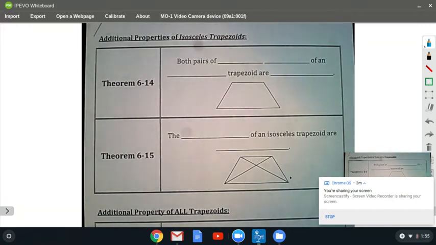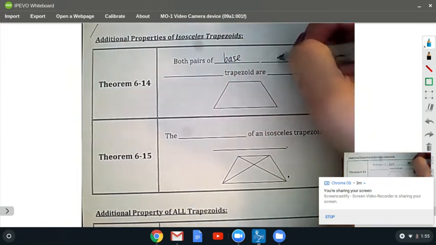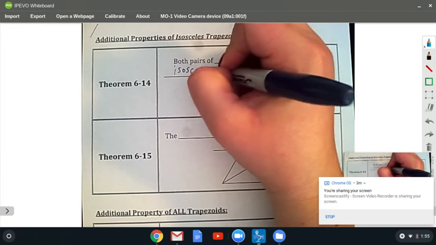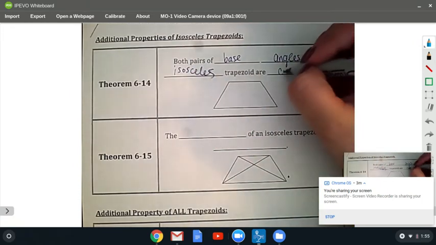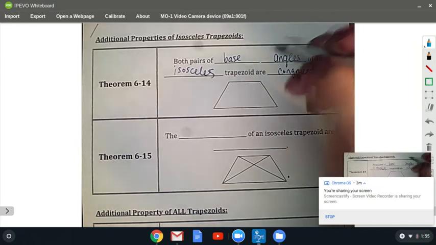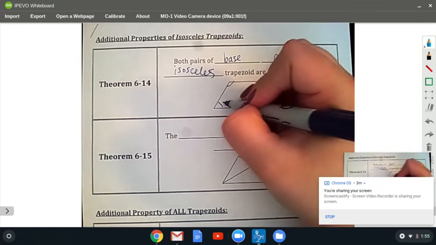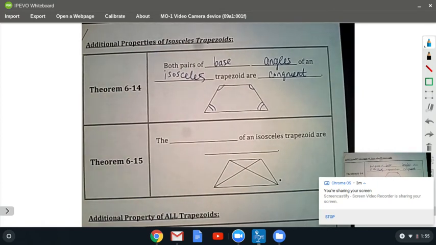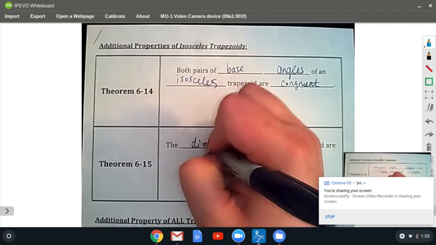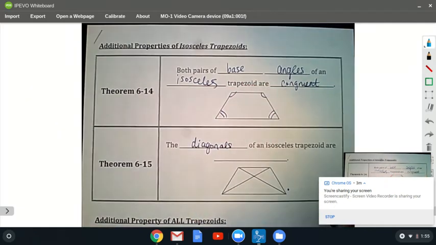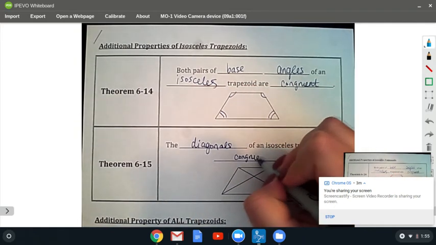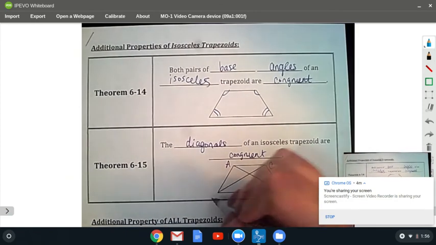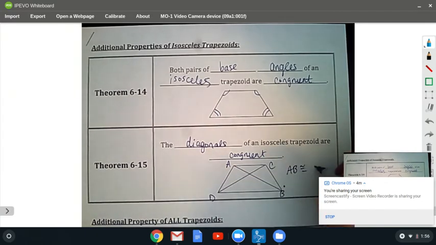First is the property that says that both pairs of base angles of an isosceles trapezoid are congruent. So that's what we already talked about. These are congruent, and so are these in an isosceles trapezoid, not in a normal trapezoid. Also in an isosceles trapezoid, the diagonals of an isosceles trapezoid are congruent, which we already touched on. Okay, so that means this, if I called this AB and this CD, I could say AB is congruent to CD.